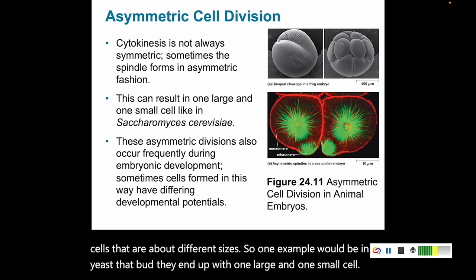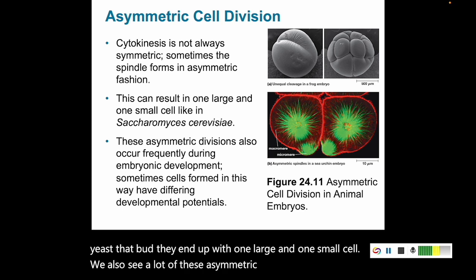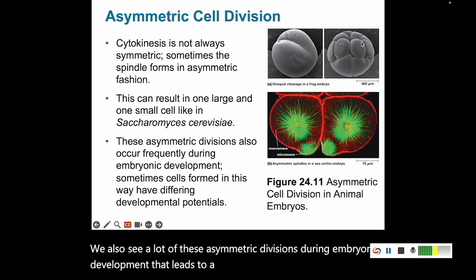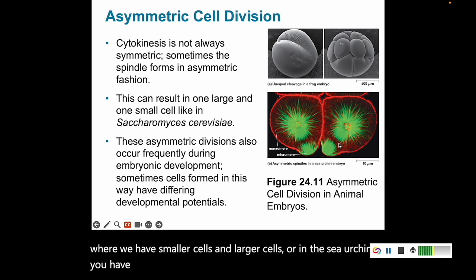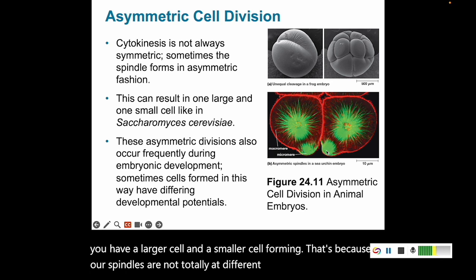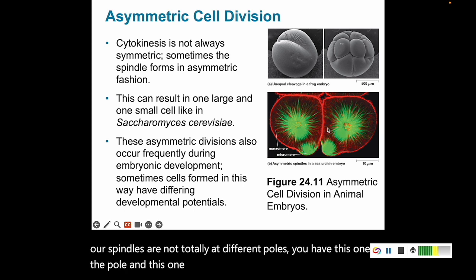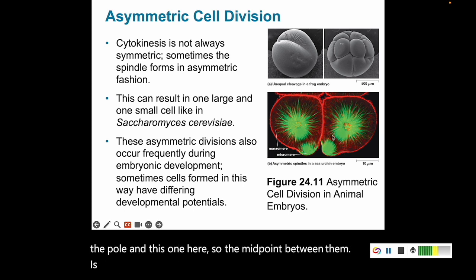We also see a lot of these asymmetric divisions during embryonic development that leads to a frog embryo that looks like this, where we have smaller cells and larger cells. Or in the sea urchin, you have a larger cell and a smaller cell forming. That's because our spindles are not totally at different poles. You have this one at the pole and this one here. So the midpoint between them is here. So you're going to end up with your actin ring here and a small cell and a large cell.